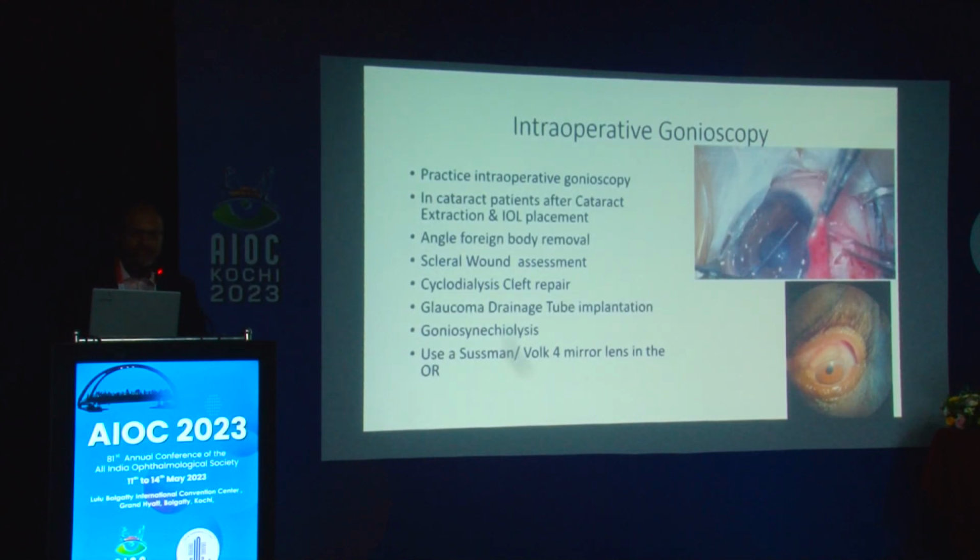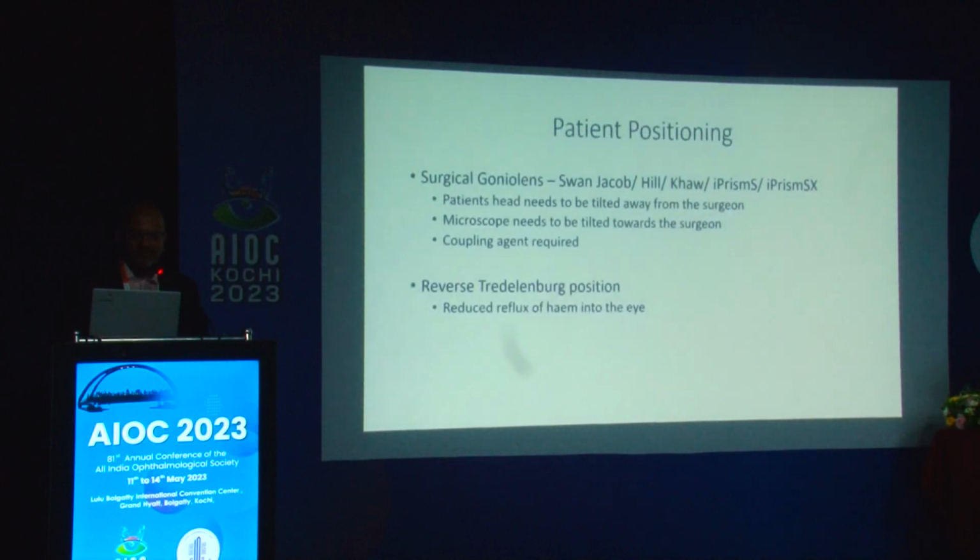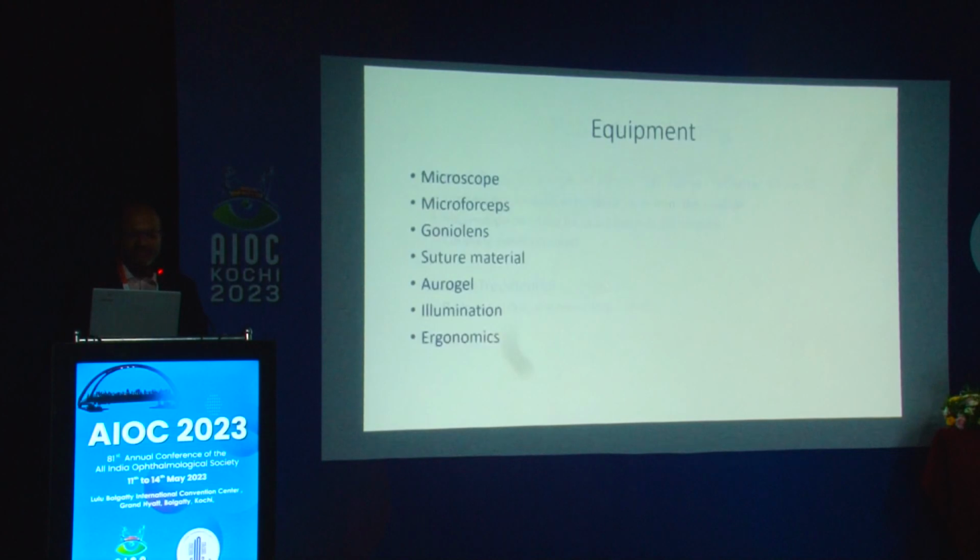When you want to repair a cyclodialysis cleft, or when you implant a glaucoma drainage device in the sulcus, you can see whether it is fitting correctly, or whether it is too far extended, using intraoperative gonioscopy. Goniosynechialysis, you can even use a Sussman lens in the OR. If you are prepared for it, you can use the Sussman lens to look at all the angles, and patient positioning has already been done. I think Dr. Swati may also mention that it's important to consider the reverse Trendelenburg position to reduce the reflux of heme into the eye.